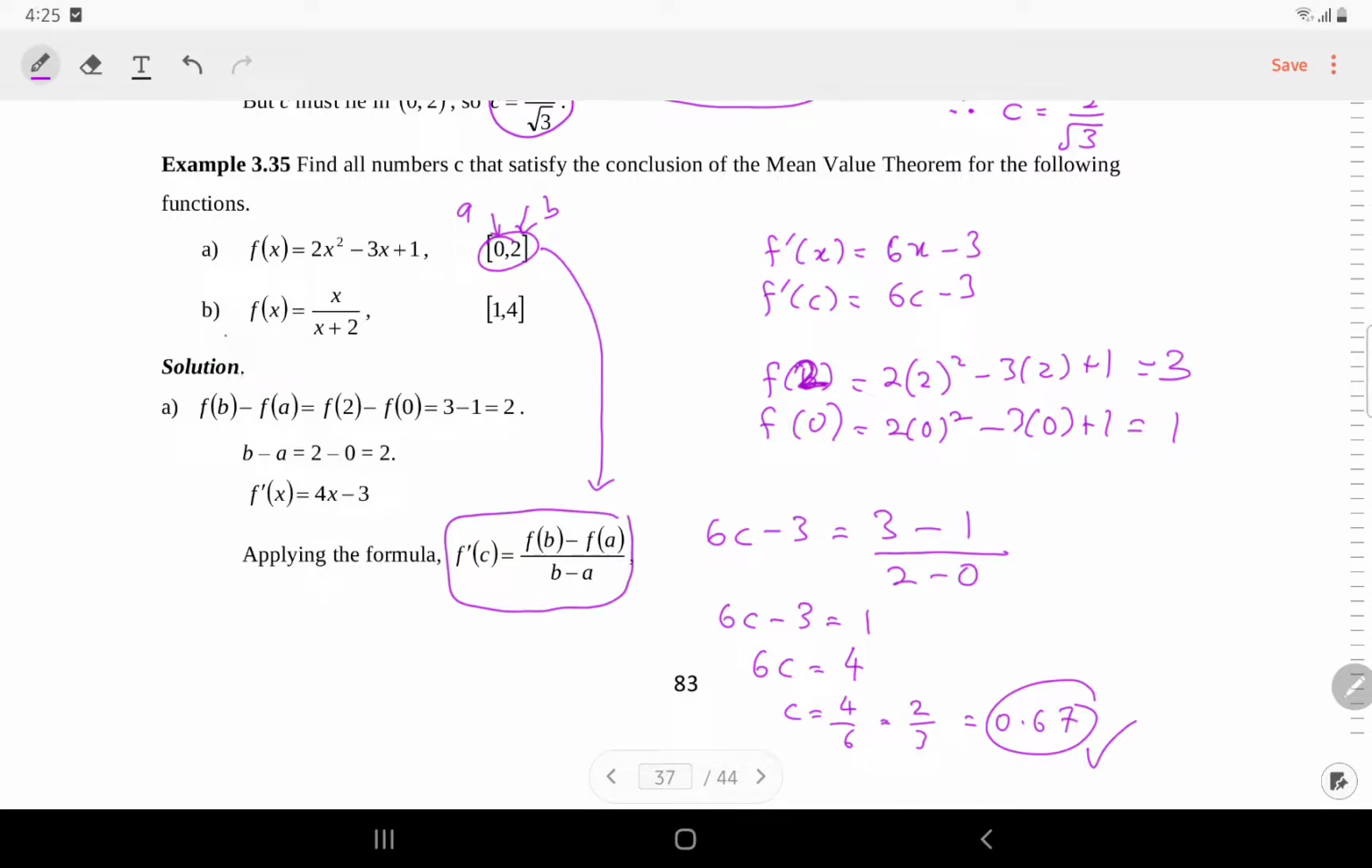Okay, so yang ni pula kita buat yang ni pula. Kita cari f prime dulu, f prime x. In this case we need to apply the quotient rule. So our u is x and v is x plus 2. u prime is 1, v prime is 1. Applying the quotient rule, we'll get x plus 2 minus x divided by x plus 2 square. So kita akan dapat 2 divided by x plus 2 square.